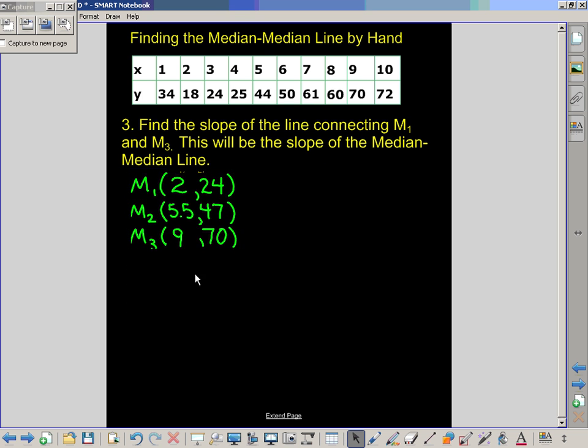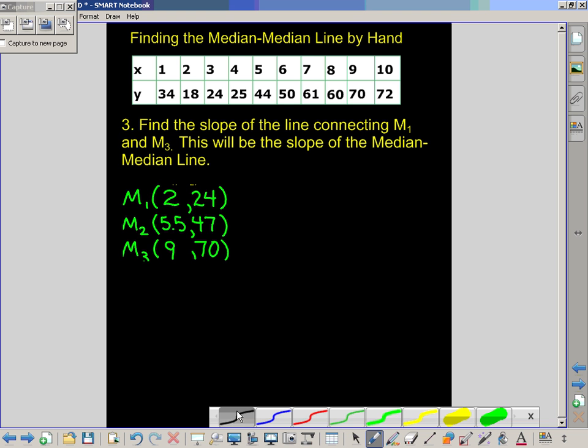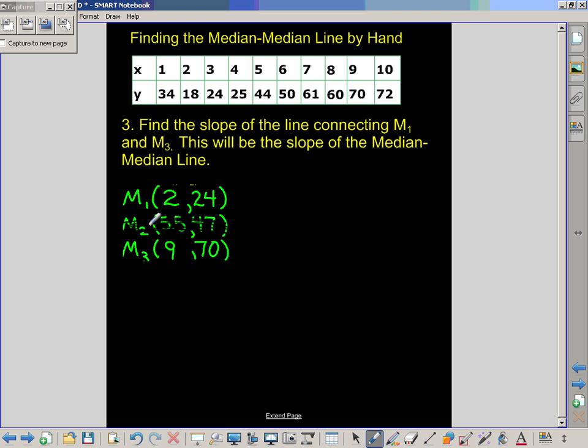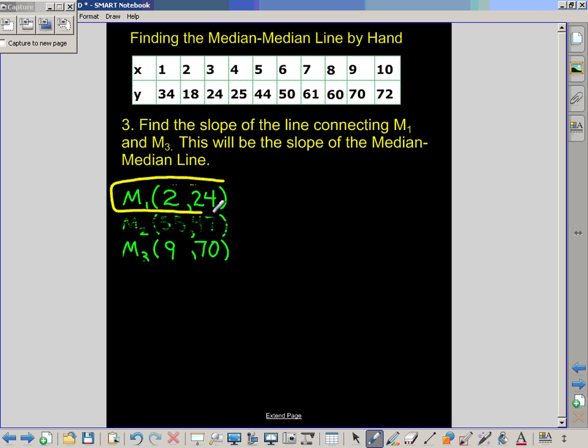What we need to do at this time is find the slope of the line that would connect M1 to M3 on the graph. This will be the slope of the median line. So we're going to ignore M2 for the purposes of step 3, which is to find the slope of the median line. The median line's slope will solely depend on M1 and M3. So let's take a look at M1 and M3.